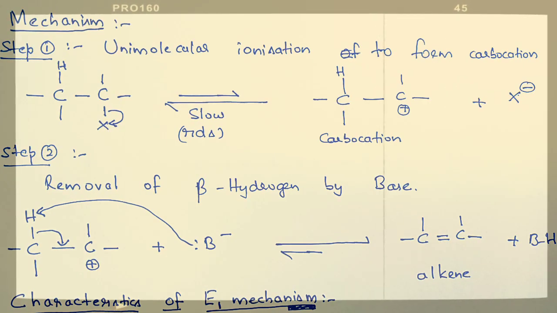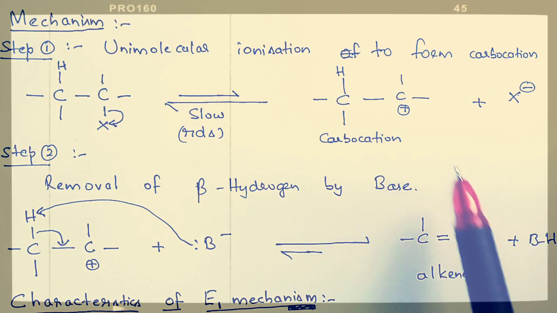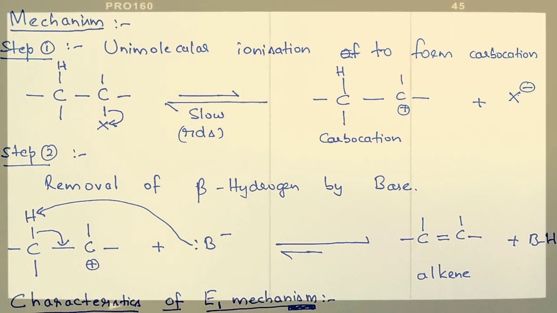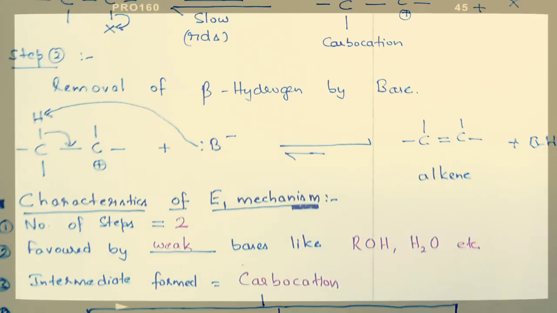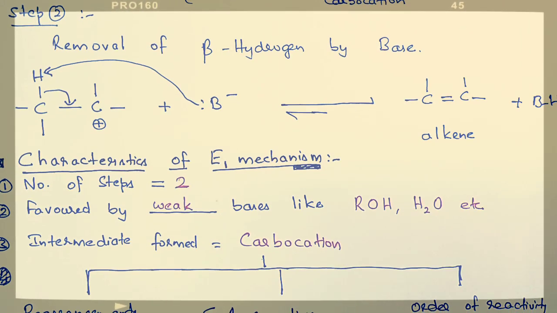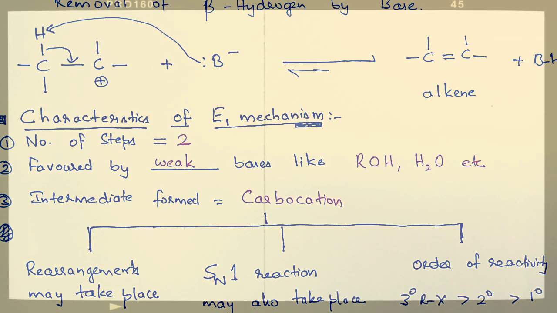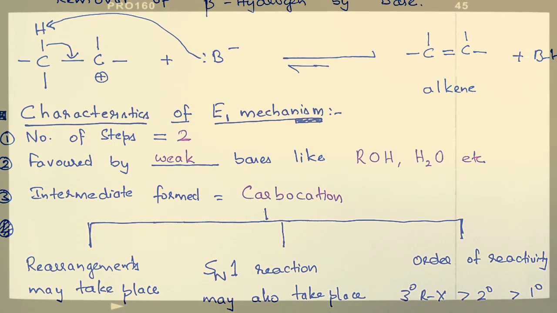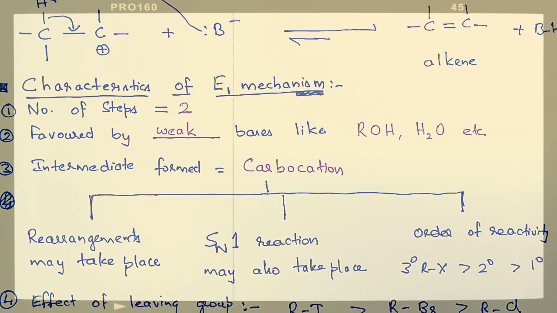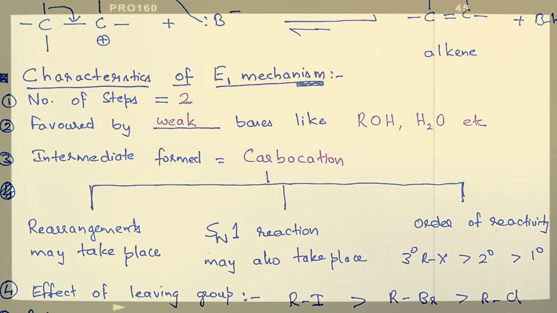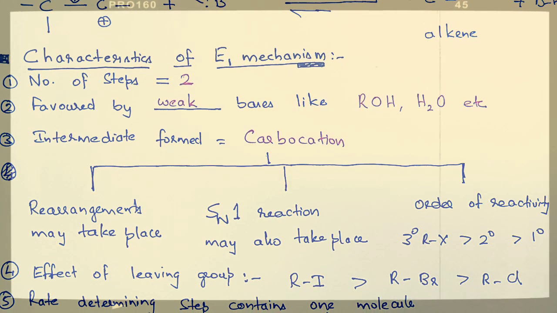So this is the mechanism, and carbocation intermediate is formed, base is reacting and alkene is formed. Based on the mechanism we are writing characteristics. There are two steps. This is favored by weak bases. Intermediate formed is carbocation, therefore, very important, rearrangements may take place. SN1 reaction may go along with this E1 reaction.